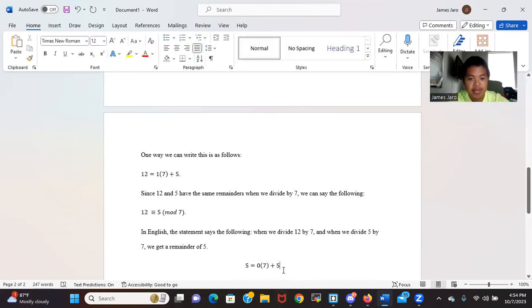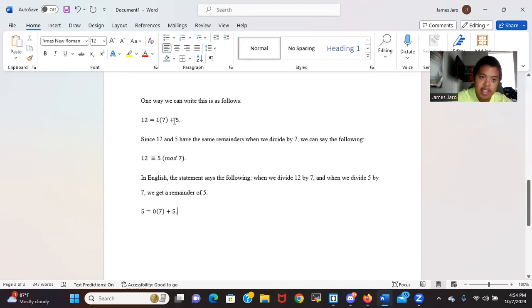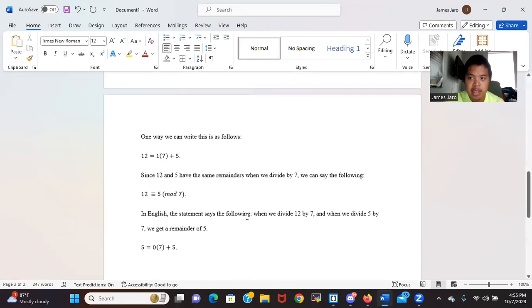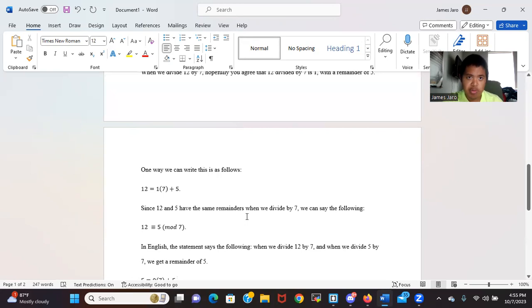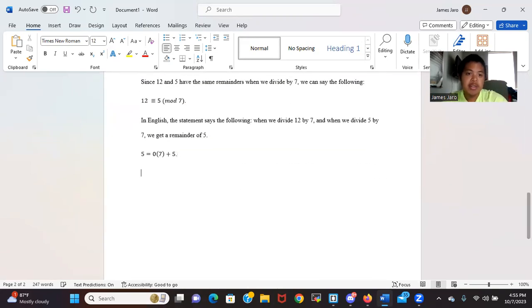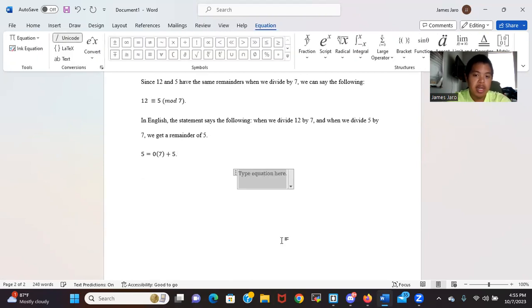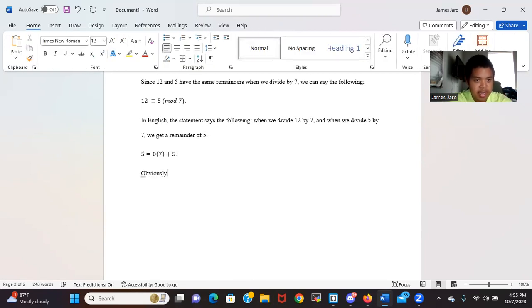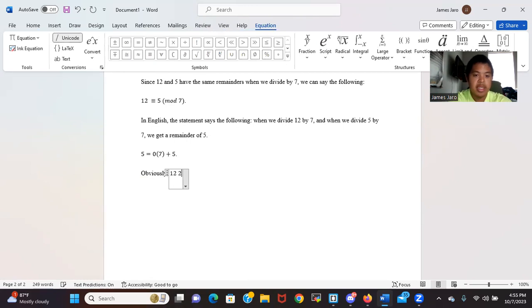So what this is saying is that 5 is equal to 0 multiples of 7 plus 5. And notice 12 and 5 have the same remainders, because there's a plus 5 at the end of every equation that we created. And so that's why we're allowed to say that 12 is congruent to 5 mod 7, which is what we wanted to show. Okay, so now we've shown that 12 is congruent to 5 mod 7.